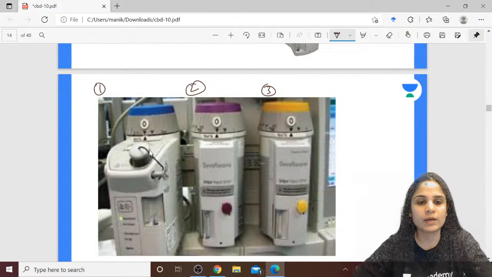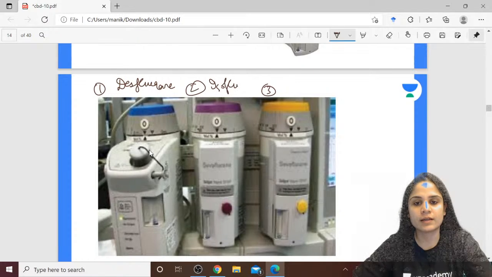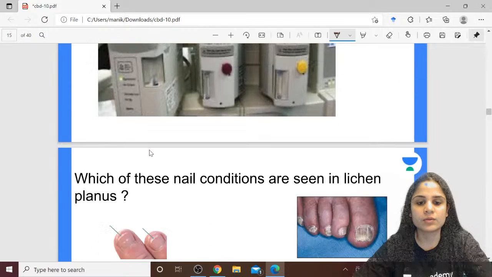Very good. So the blue one, the first one is nothing but desflurane. The second one is purple, it is isoflurane. And the third one is yellow and that is sevoflurane. Excellent. Alright. Let's go on to our next question.